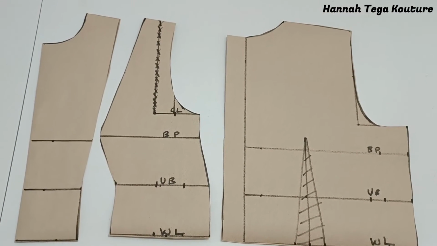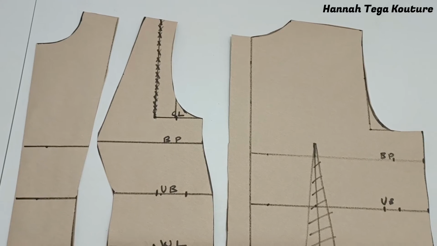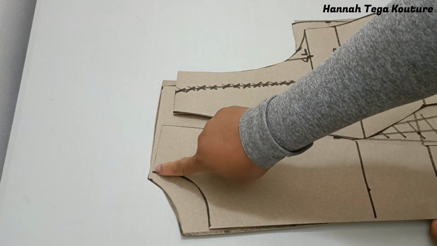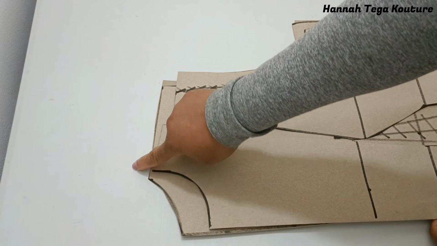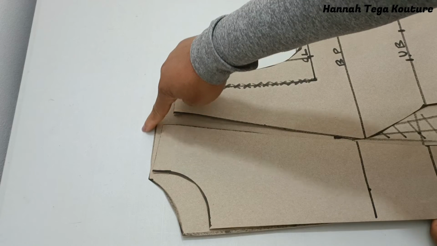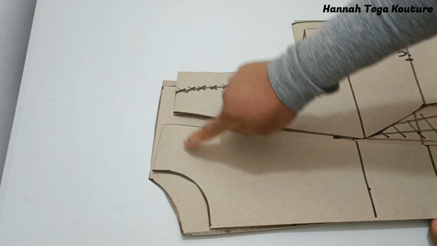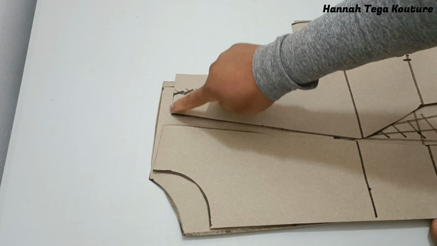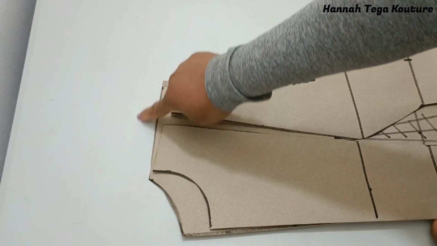Now the front panels and back panels are ready to place on your fabric and cut. And when cutting on the fabric, you want to remember to make sure to add your seam allowance round the shoulder and your armhole on your main fabric.